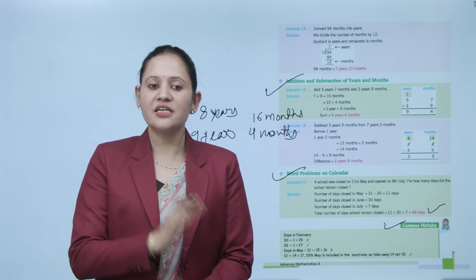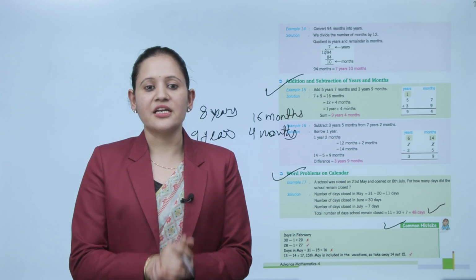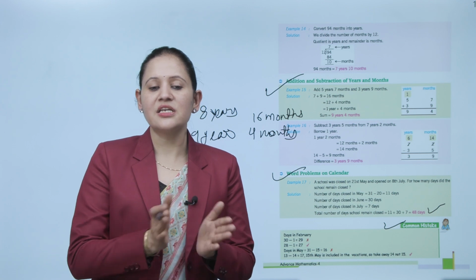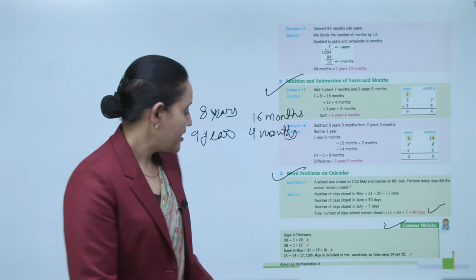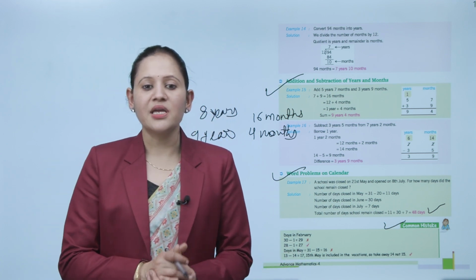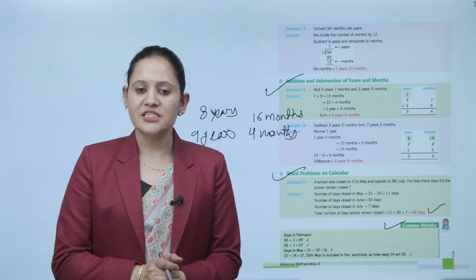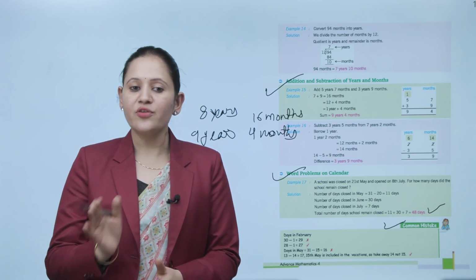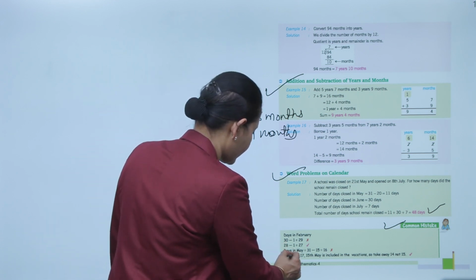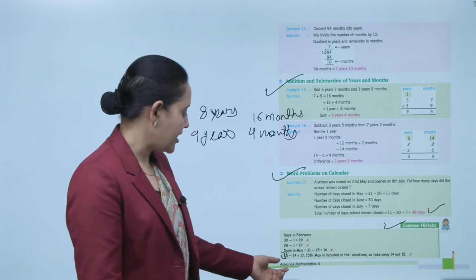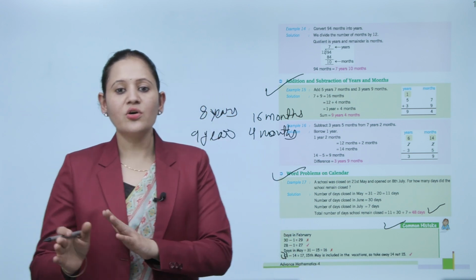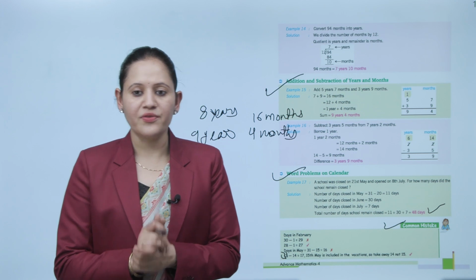Days in February, 30 minus 1 is 29, that is incorrect. 28 minus 1, that is 27. Days in May, 31 minus 15 equals 16. Incorrect. 31 minus 14 equals 17. 15th May is included in the vacation. So, take away 14, not 15. What will you do? That is 17. Because humne kya kiya hai? 15th May ko include kiya hai. So, take away 14, not 15.